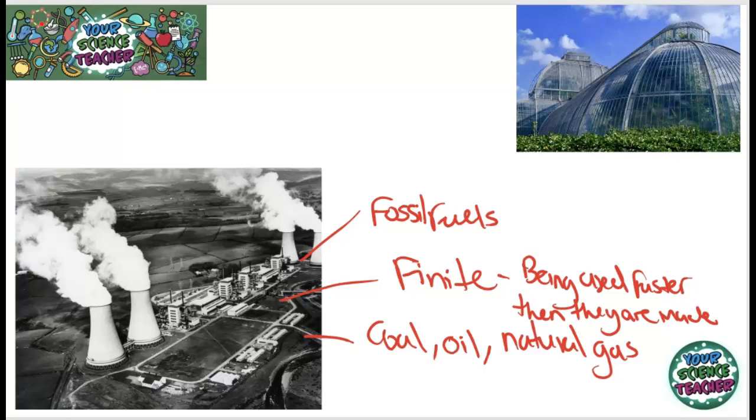As well as this, they are also polluting the environment. When these fossil fuels are combusted, meaning burnt, they release harmful gases into the environment, such as carbon dioxide, sulfur dioxide, carbon monoxide, and carbon particulates. And these are having drastic impacts on our environment.